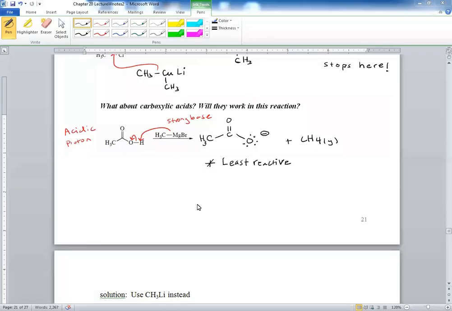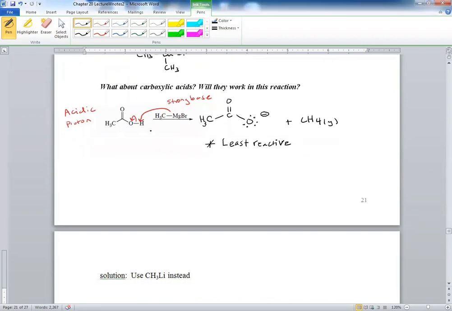There is a solution to this problem. And again, the problem was that if we have a Grignard reagent reacting with a carboxylic acid, we would expect a ketone to form, but we actually would end up with a carboxylate, which is the least reactive of the carbonyl compounds. So you won't get a ketone.